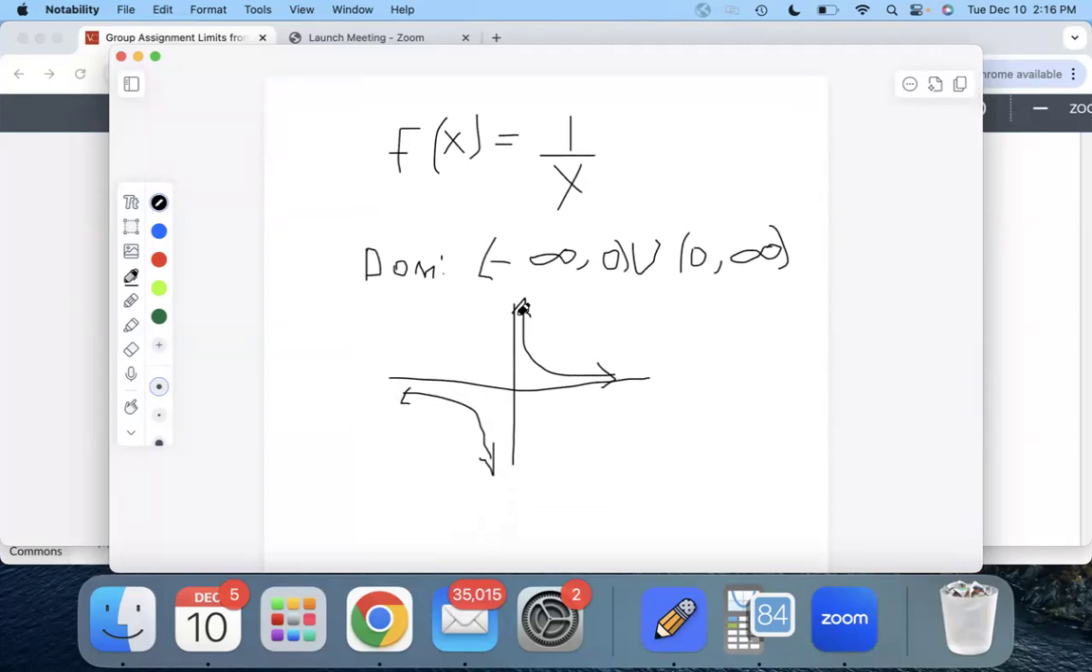Can you draw it without picking up your pencil? No, we've got this vertical asymptote right here at 0. These pieces aren't even connected. What do we mean by continuous? We mean continuous everywhere where the function is defined. For every real number except 0, this function is continuous.